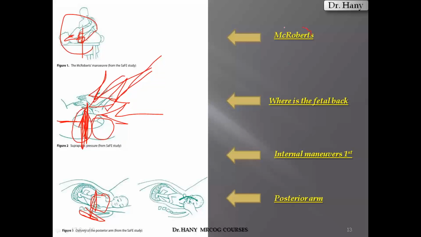You see here, this is McRoberts. This is the suprapubic pressure where you find the fetal back. The fetal back is here, so the assistant will be here.